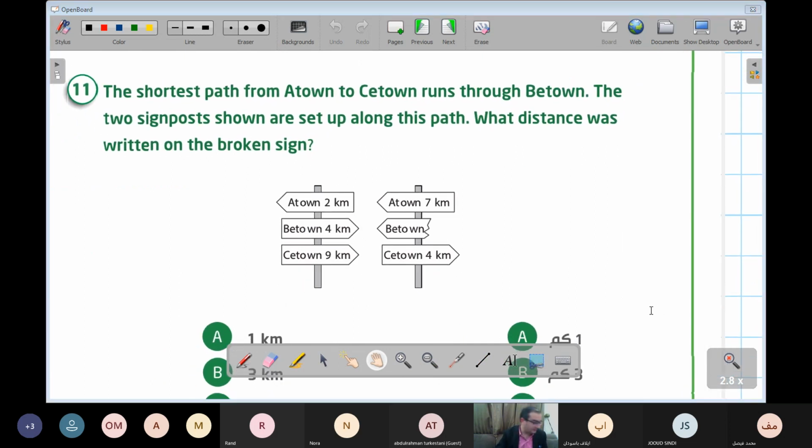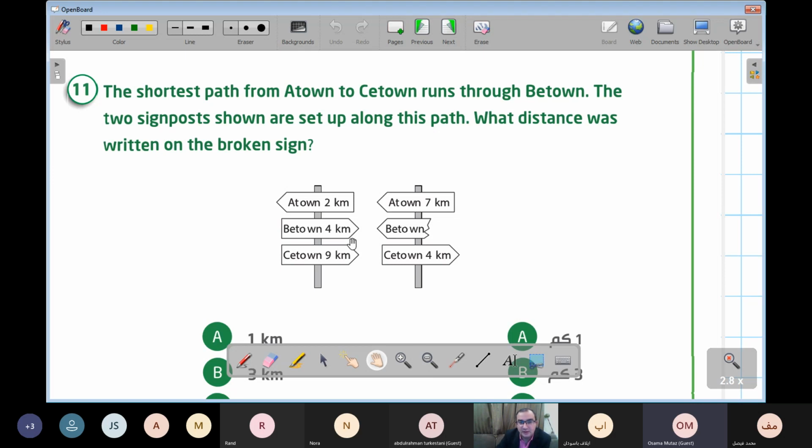Osama, can you read the given, please? Yeah, of course I can. The shortest path from A town to C town runs through B town. The two signposts shown are set up along this path. What distances are written on the broken sign?